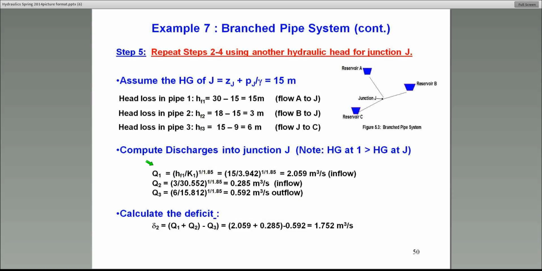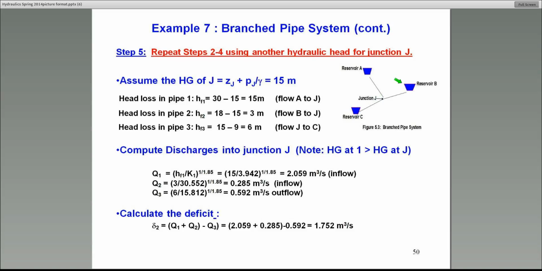In this case, you repeat all the steps we just did for another hydraulic head at junction J. In this case, let's say 15 meters. And if you do 15 meters, head loss in pipe number 1 will be essentially repeating the same steps, 30 minus 15, and that'll give 15 meters head loss.